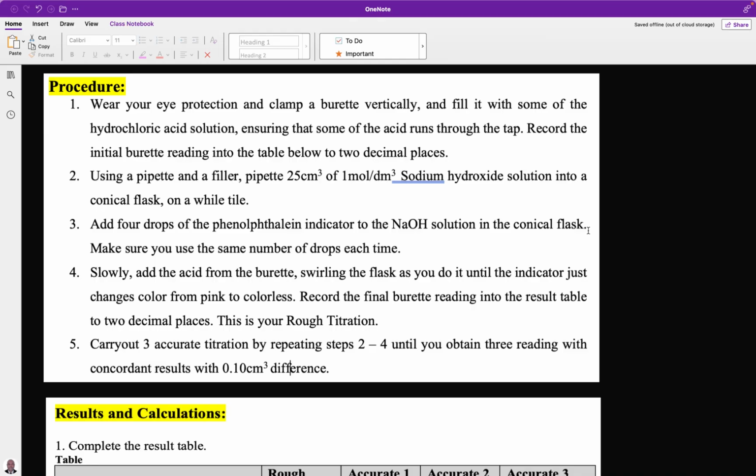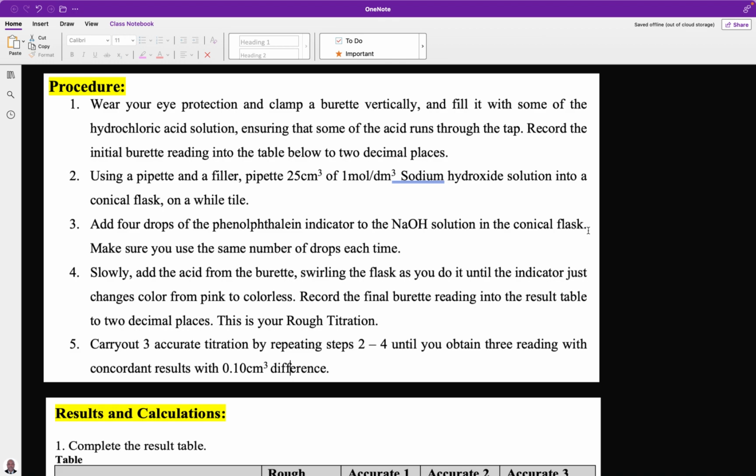Step number 4. Slowly add the acid from the burette. While doing that, you swirl the flask until the indicator just changes color from pink to colorless. At this time, that is the end point. Then record your final burette reading into the table to 2 decimal places. This will be your rough titration. The first titration is always the rough titration.